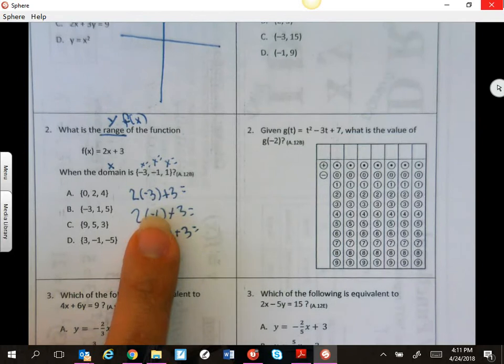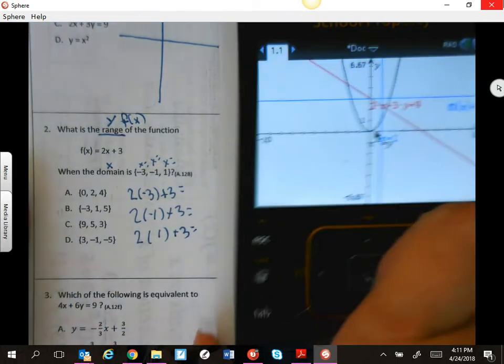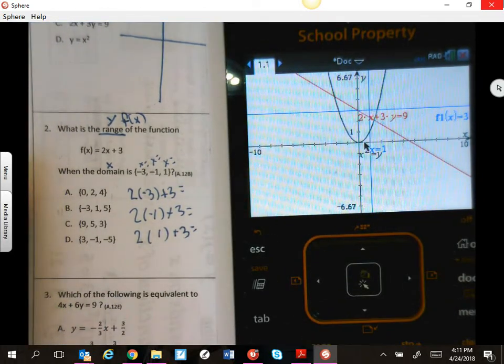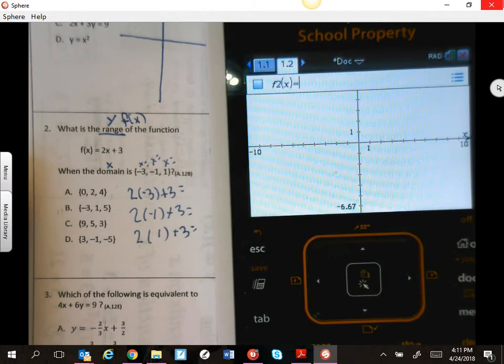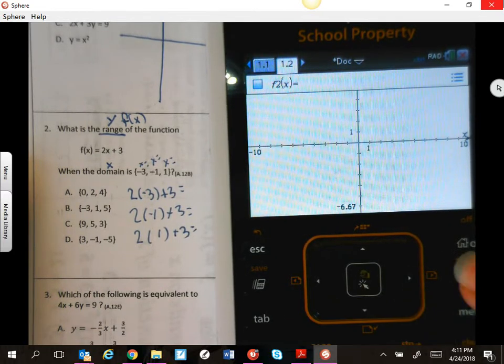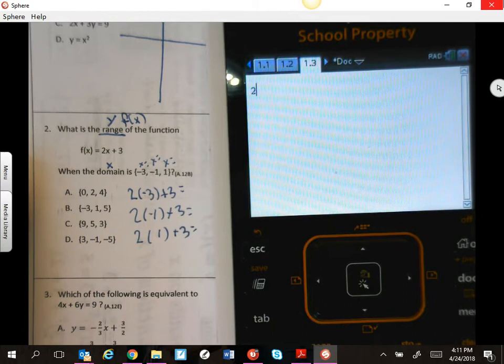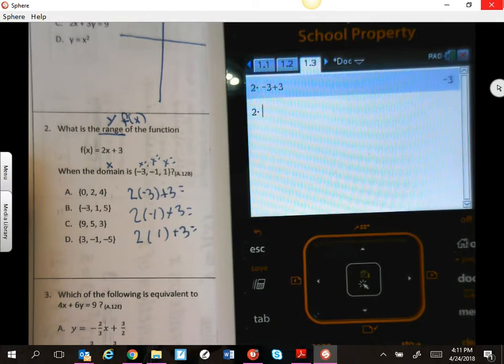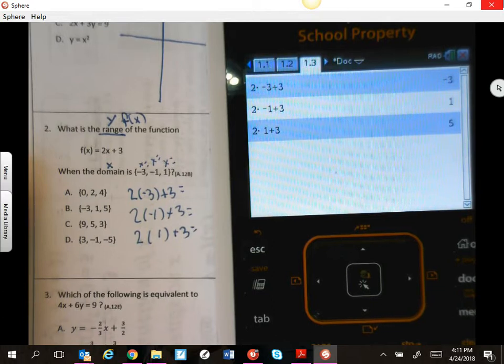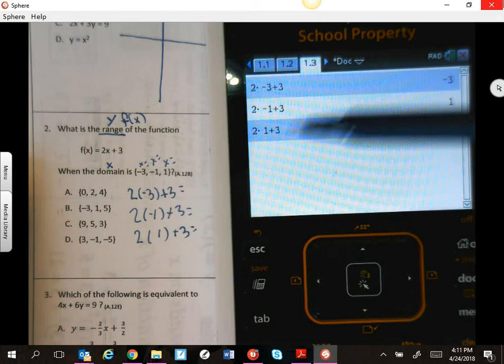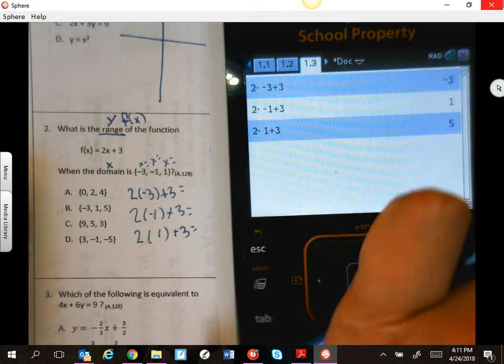Again, if you really are feeling lazy, you can use your calculator, you can use your smarts. I hit the wrong button, we need to add a calculator. And I can say 2 times -3 plus 3, 2 times -1 plus 3, and 2 times 1 plus 3. And this is going to be my range, because this is my output when I put in these numbers: -3, 1, and 5.